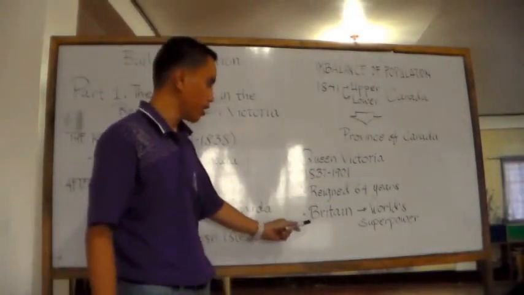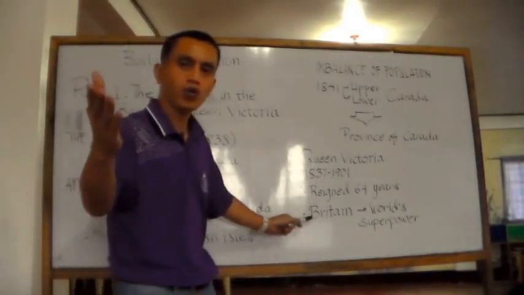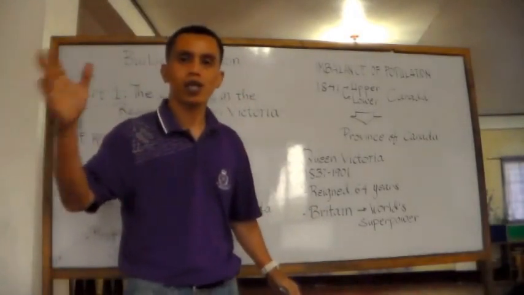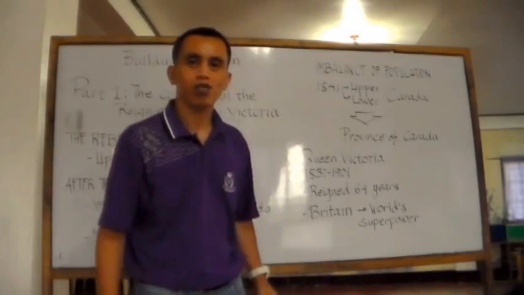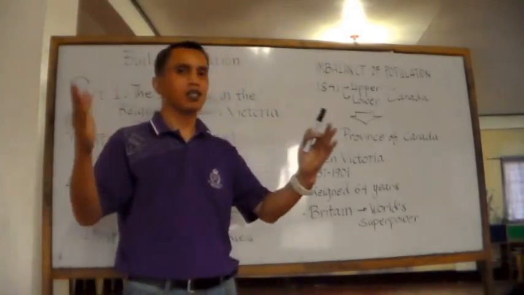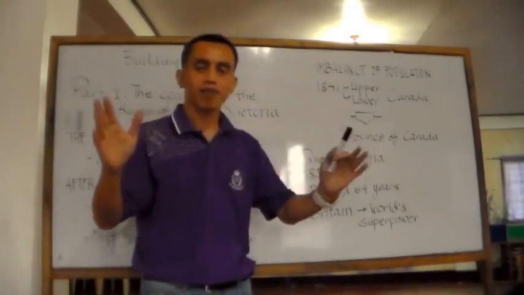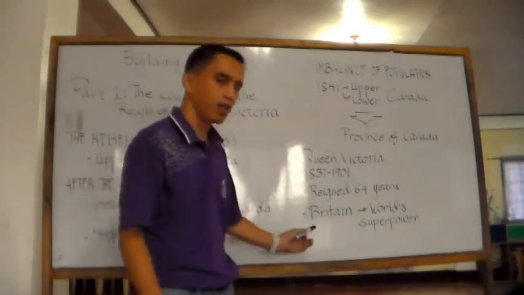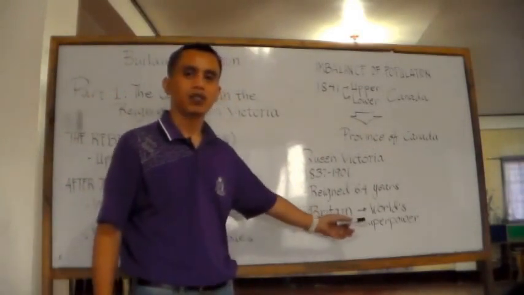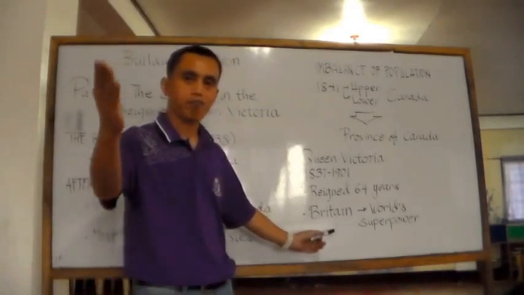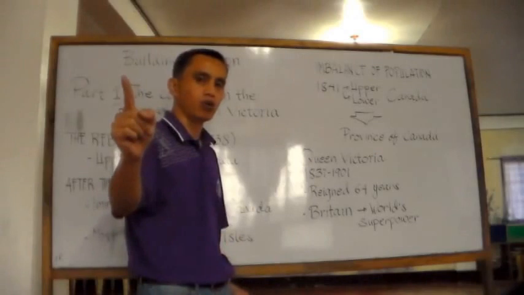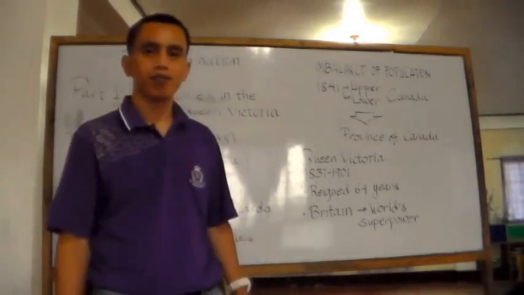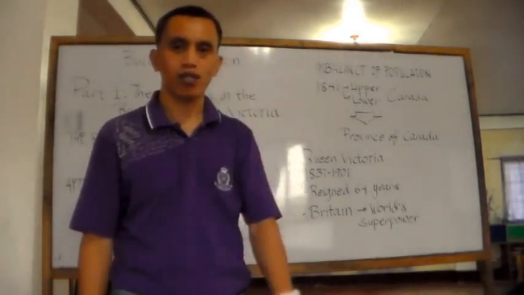During this time, Britain was known to be the world's greatest superpower. No one could ever challenge Britain during this time, because they were the best, the greatest in the world. The world's superpower, Britain. And that is the reign of Queen Victoria.